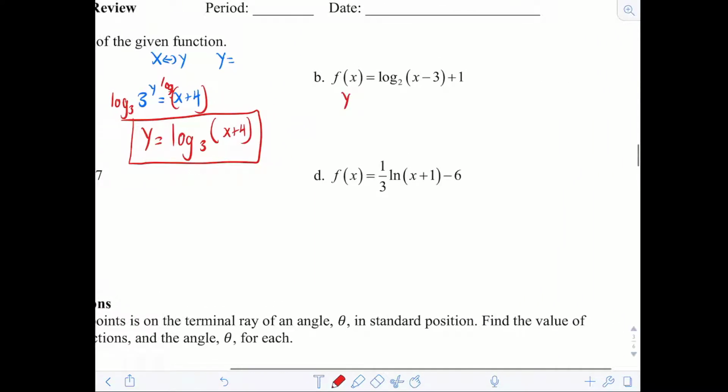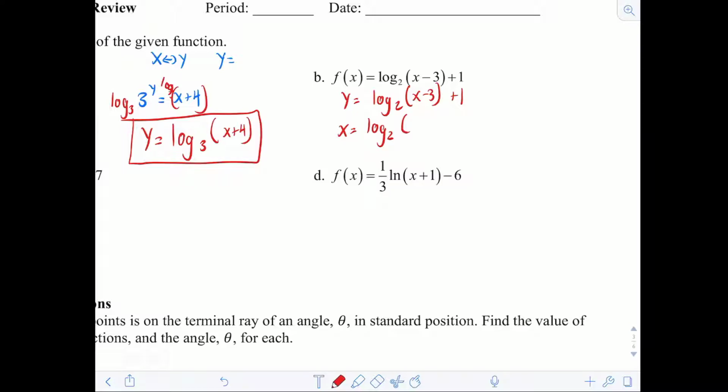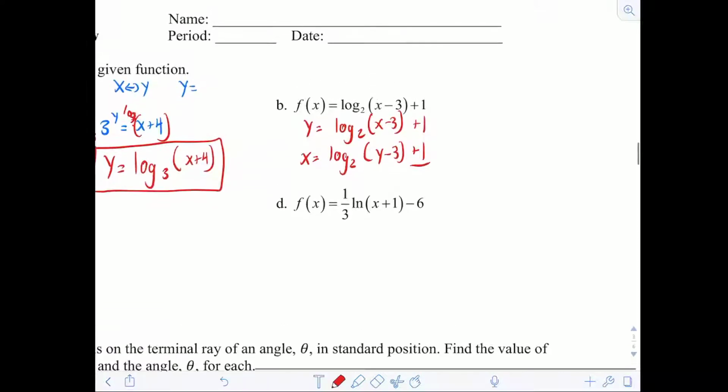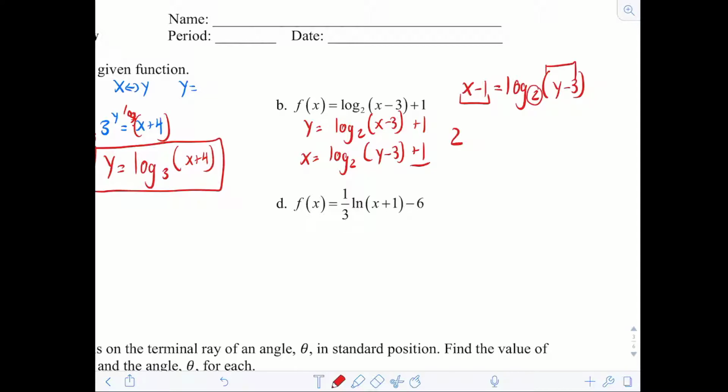On to the next one, y equals log base 2 of x minus 3, plus 1. Switch the variables, so x is equal to log base 2 of y minus 3, plus 1. The first thing I would do is get rid of that 1, so I get x minus 1 equals log base 2 of y minus 3. Now I do base to the answer equals the inside. So 2 to the x minus 1 as the whole exponent is equal to y minus 3, and then add 3, so I get 2 to the x minus 1, plus 3, is equal to y. There's my inverse.